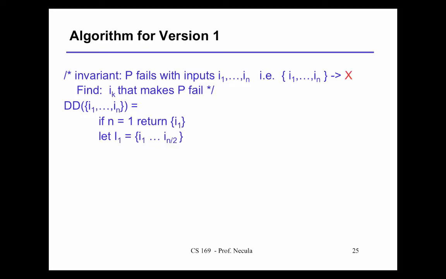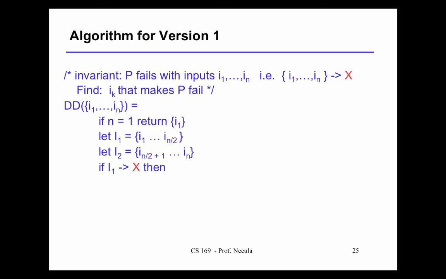If the set is more than 1, you split it into two halves. I1 is the first half of the inputs. I2 is the second half of the inputs. You test the first set of inputs. You run your program on the first set of inputs, and let's say you're lucky. It fails. What does this mean?